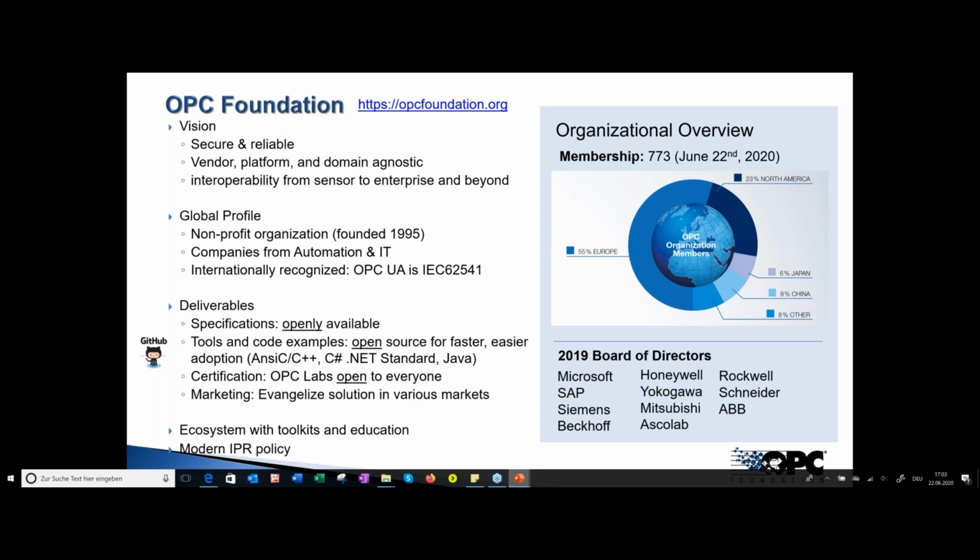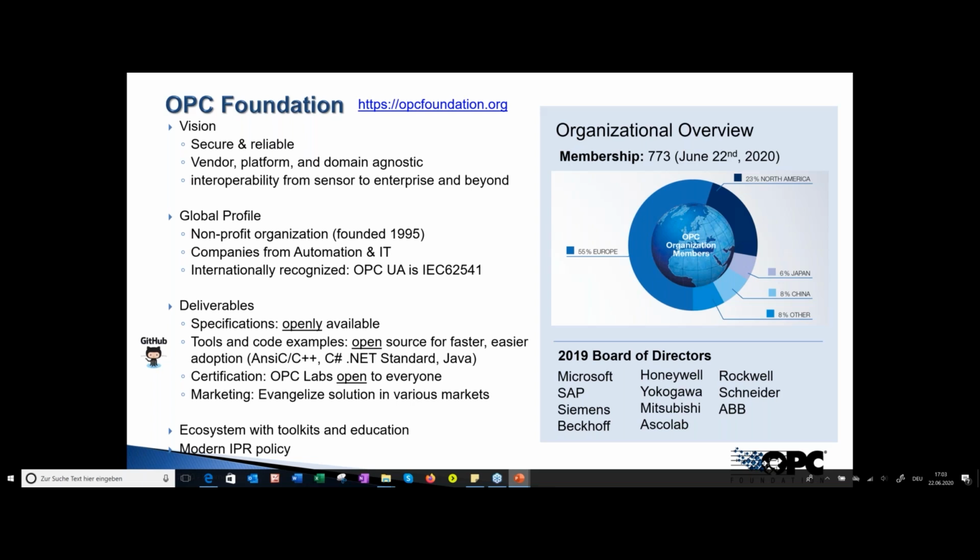Overall, the OPC Foundation is evangelizing the solutions with partners in various markets around the globe. And that's why we believe it's the largest ecosystem with education, with toolkits around the globe. We are also very proud that we have one of the most modern IPR policies, which are not only protecting the members, but instead everybody who is implementing and providing OPC UA technology.